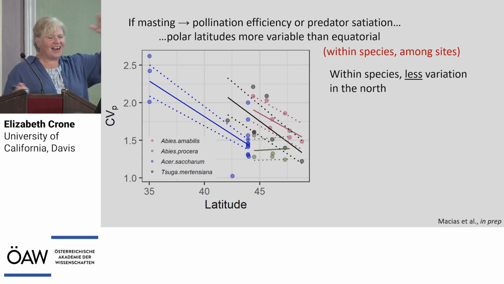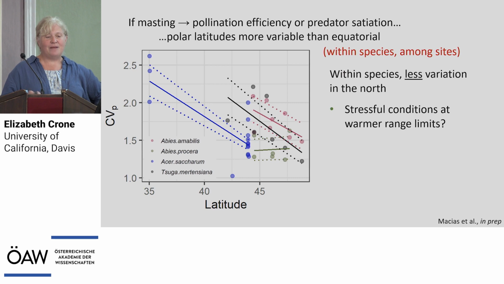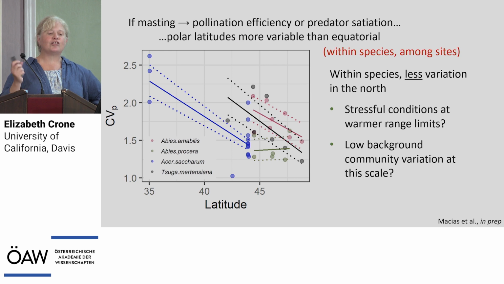And on average, there's the opposite of the global pattern with these species. All of these slopes are negative except one that's kind of flat. There's less variation in the north within a species in its range. And maybe this reflects stressful conditions at the warmer range limits. I know for sugar maple, which I know well, that we're really capturing its southern range limit in South Carolina, but it goes way north into Canada in the eastern US. And maybe there's low background community variation at this scale, so in this case, there's less reason to expect a within-species pattern than a global species pattern.